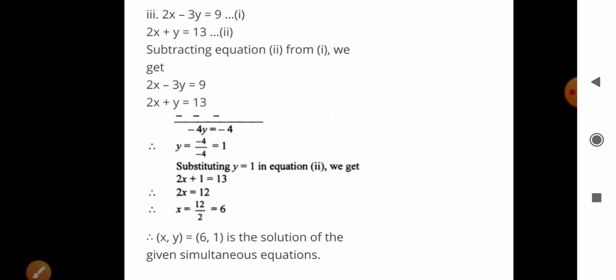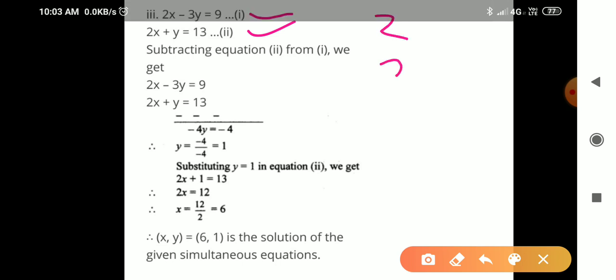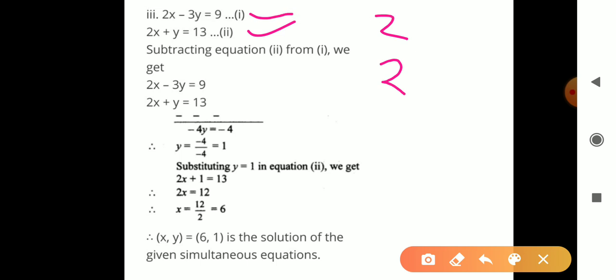Then the third question. The third question is, two equations are given: 2x minus 3y equal to 9 and 2x plus y equal to 13. So two equations are given. Here in these equations we can see the coefficient of x is the same. In both equations the coefficient of x is 2 and 2, and both have the same sign, that is plus 2, and in the second equation also plus 2.